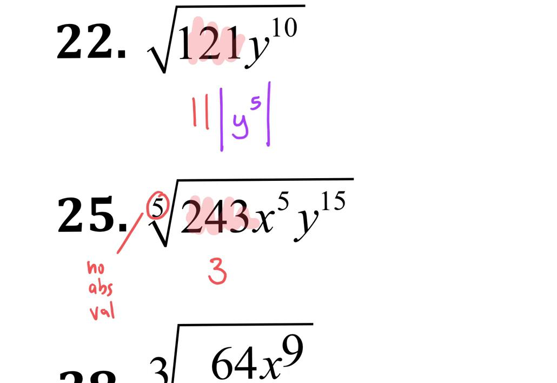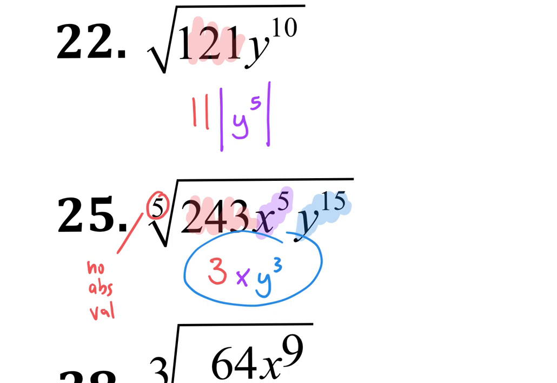Now, for this guy, we take this 5, divide it by that 5. So it's just a 1. So we're left with just x. And for this one, take the 15, divide it by the 5 to get a 3. So we end up with y cubed. No absolute value. Why? Because this index is odd.